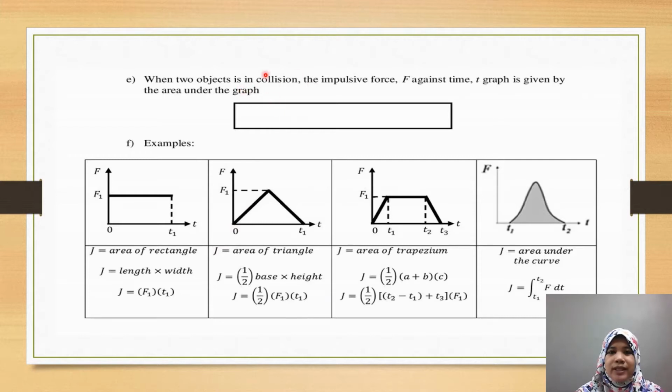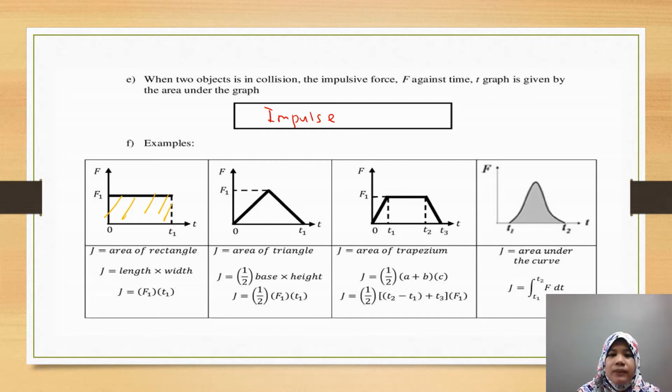When two objects are in collision, the impulsive force F against time t graph is given by the area under the graph. So means that kita akan dapat impulse. So for example, kita lihat pada empat graf di sini. Kita lihat kepada shaded area. Shaded area here is the area of a rectangle, so means that area here adalah sama dengan value of impulse.